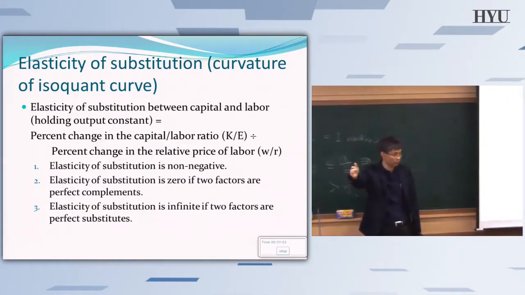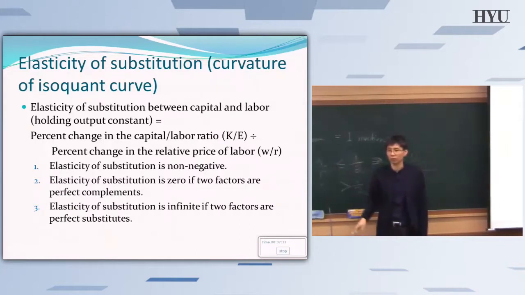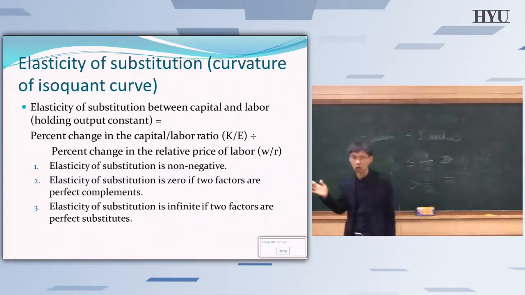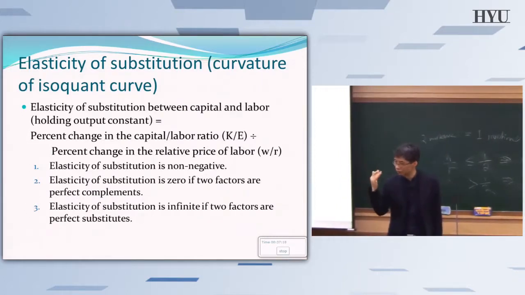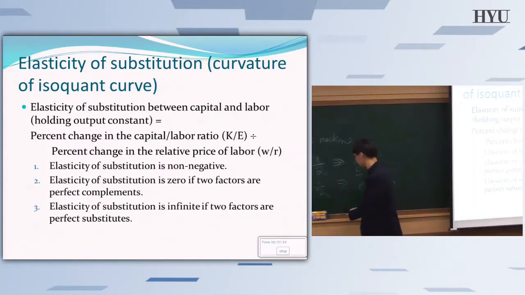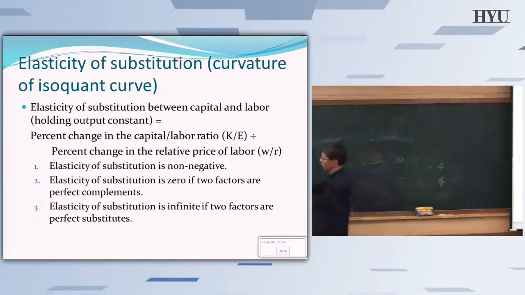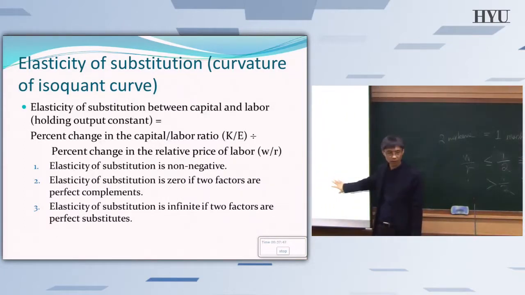You're going to let go all of your workers, because now it costs you $12 versus just $10 for one output. So you just install all your machines. It's possible because it's in the long run. In the short run, you cannot do this, right? So that means K equals some number, and E equals zero. So the change is very extreme. It changes from some positive number to zero. That makes elasticity of substitution infinite.